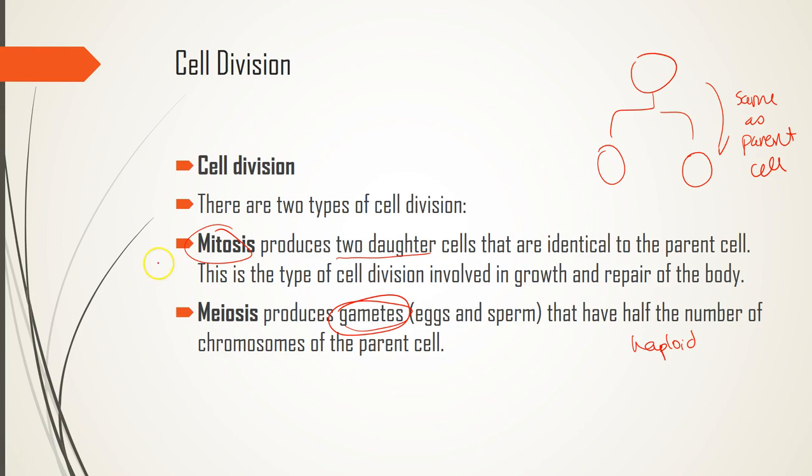So mitosis is all about growth and repair, keeping the cells the same. And then meiosis is all about producing gametes to make new organisms. So these are different. We're not having growth and repair here, we're trying to make a new organism. Let's have a look at them in detail.